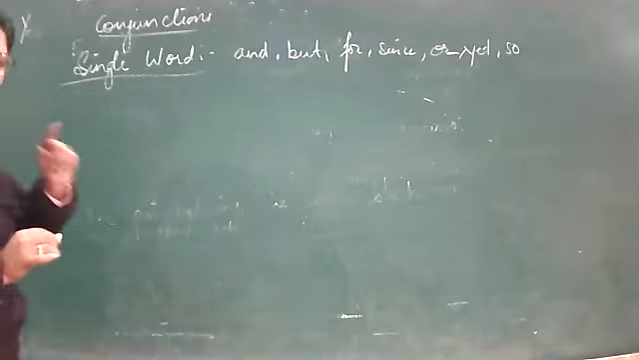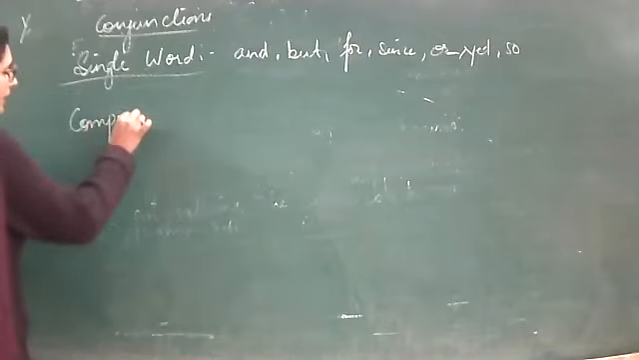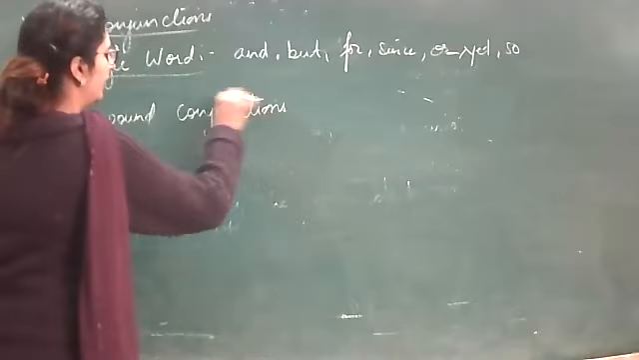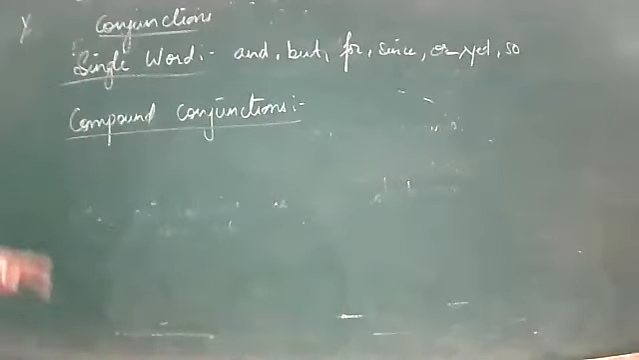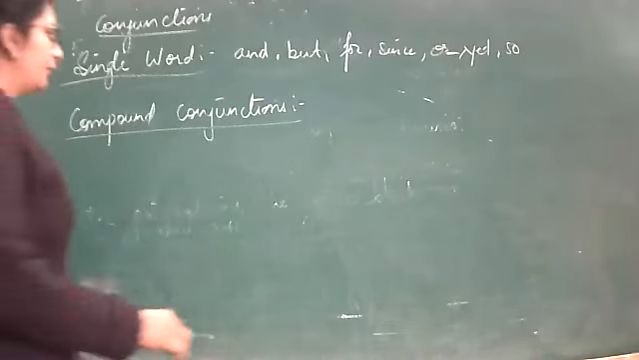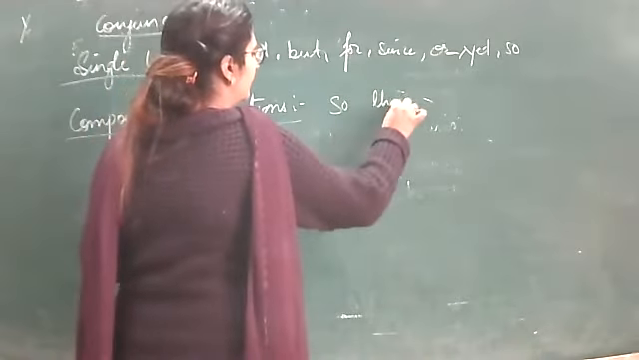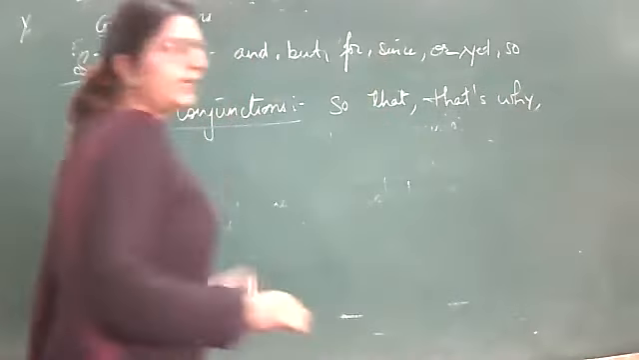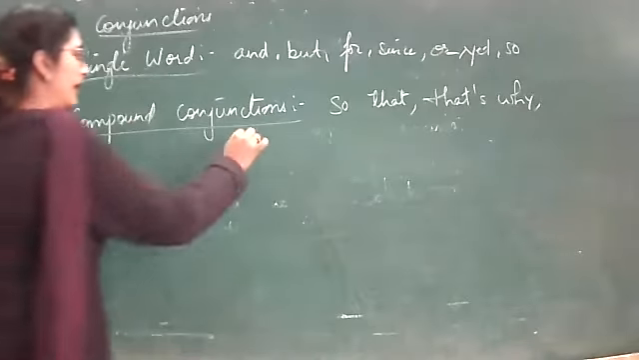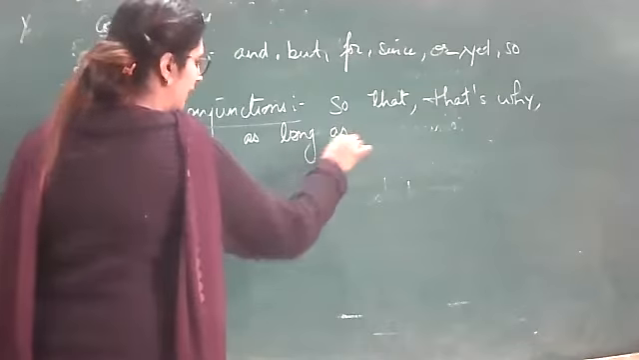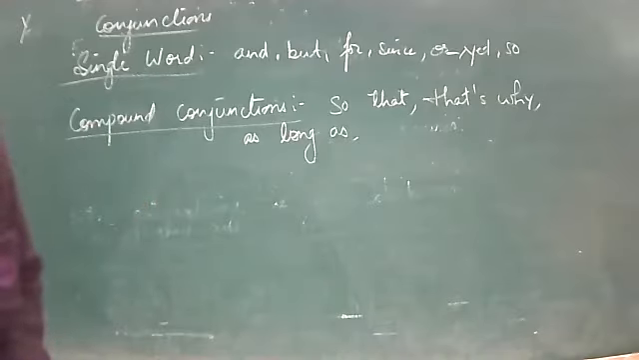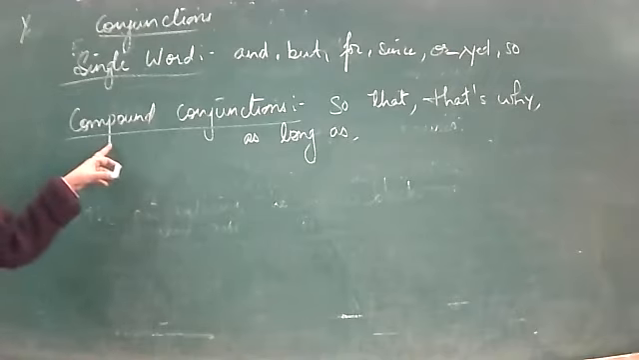Next, we have compound conjunctions. Compound means when two or more words join. For example, so that, that's why, as long as, as well as. These are not single words. These are formulated by joining words. So these are called compound conjunctions.